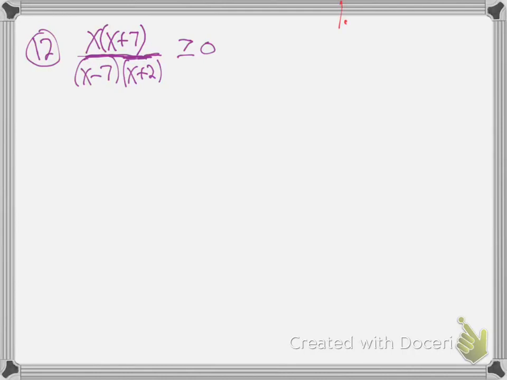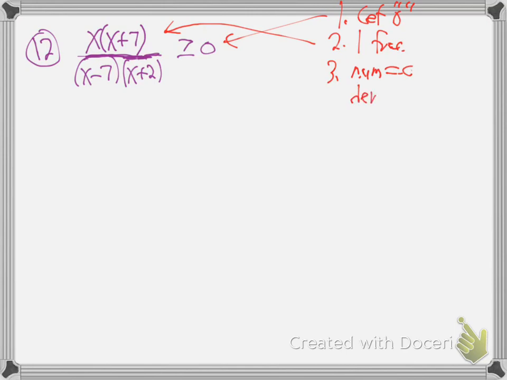Okay, so on this one, we're going to set the numerator. Well, let's go through the steps. Step 1, get a 0. We've already got it. Step 2, make it one fraction. It already is. Step 3, numerator equal to 0. Denominator equal to 0. And solve.